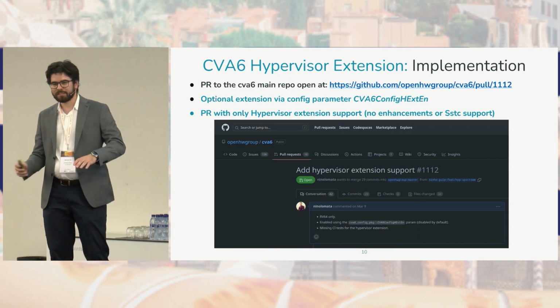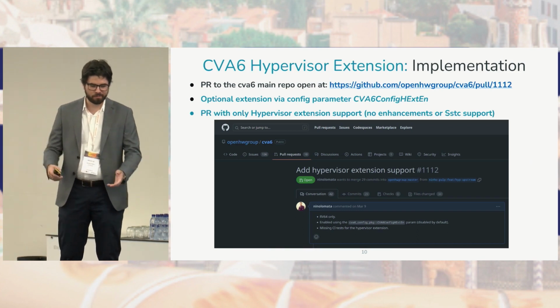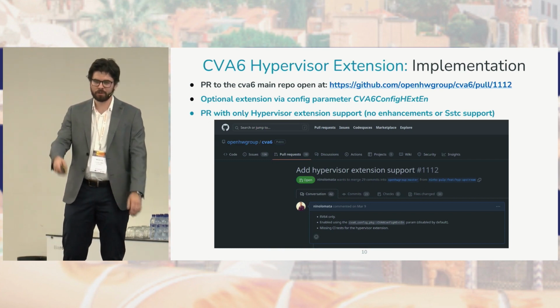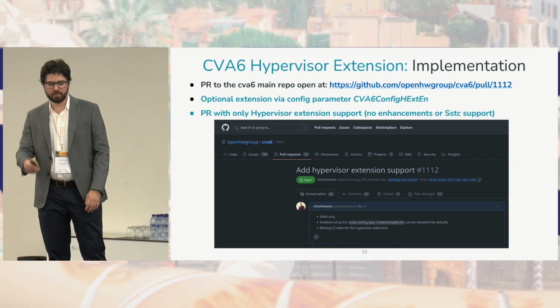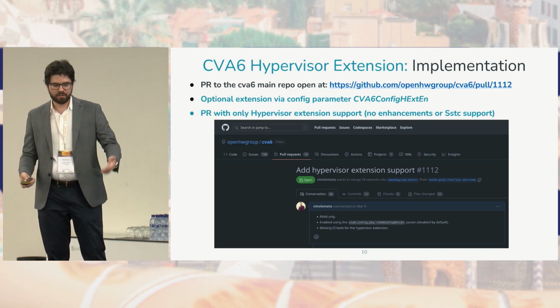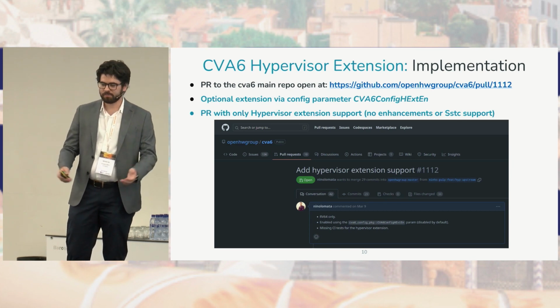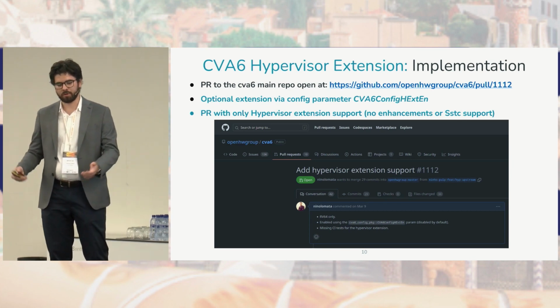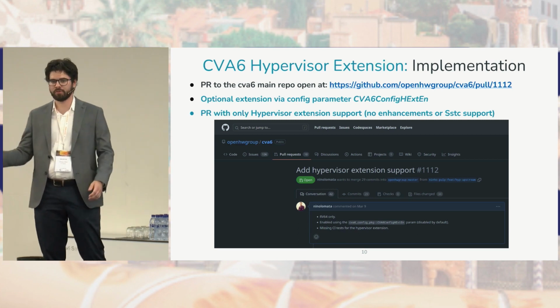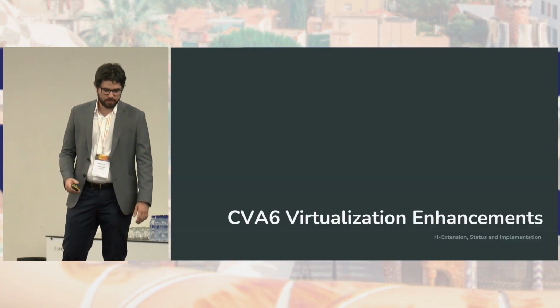Some people ask me, is this available? Yes, this is available. You can search for it in the CVA6 main repo. We are working with the OpenHW Group on merging this as an optional extension. This pull request doesn't have any enhancements or the timer support, the Sstc extension, but you still have the hypervisor extension. You can run your hypervisors and so on.